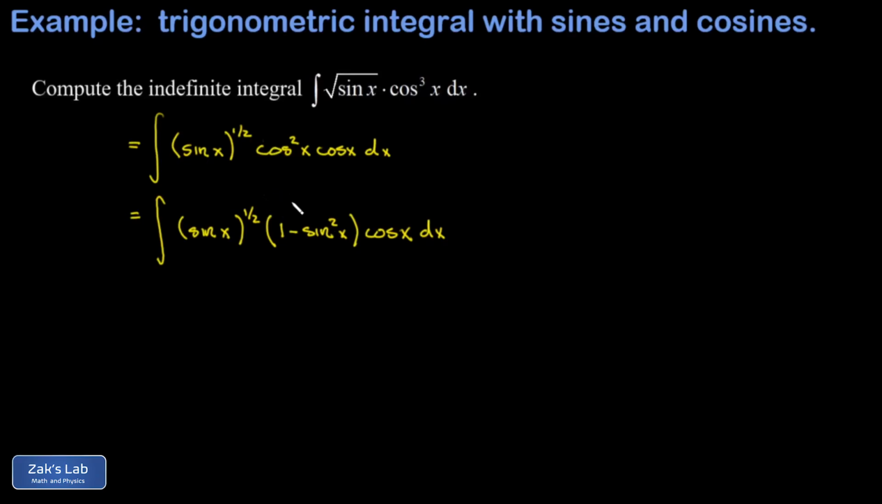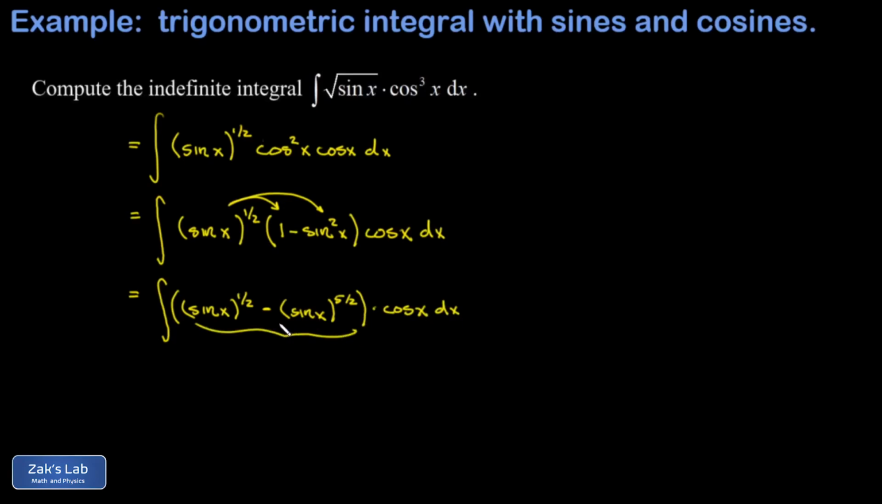We replace the square of the cosine with 1 minus sine squared. And then we distribute the sine x to the 1/2 to both of those terms. And this gives us a sine x to the 1/2 minus a sine x to the 5/2. And then it's critical that we have this other piece, the cosine x, attached to this.